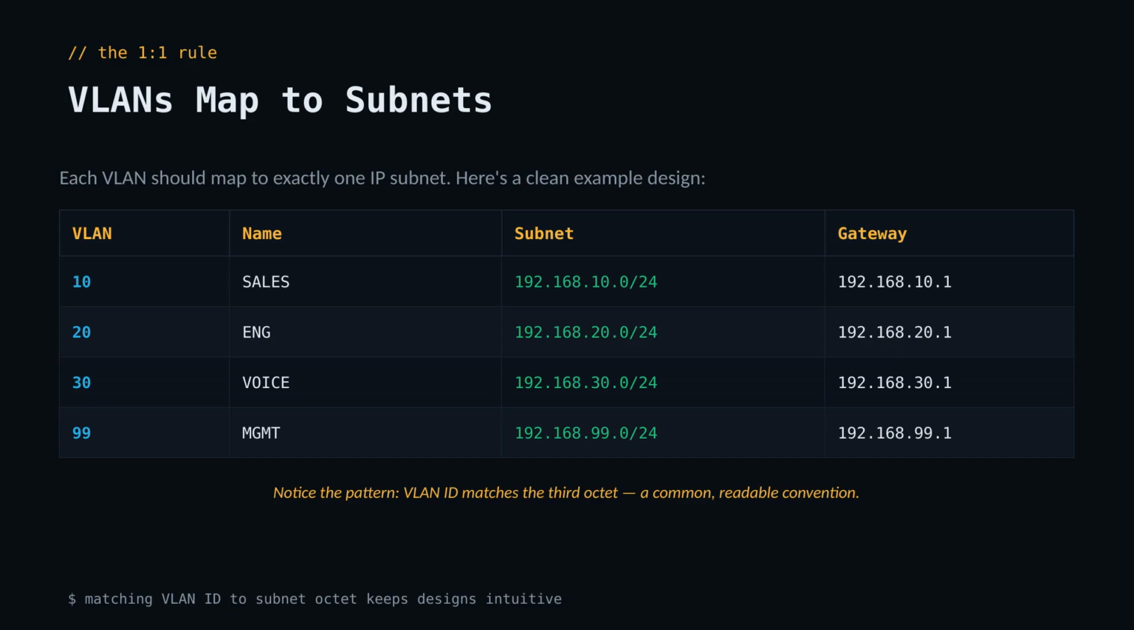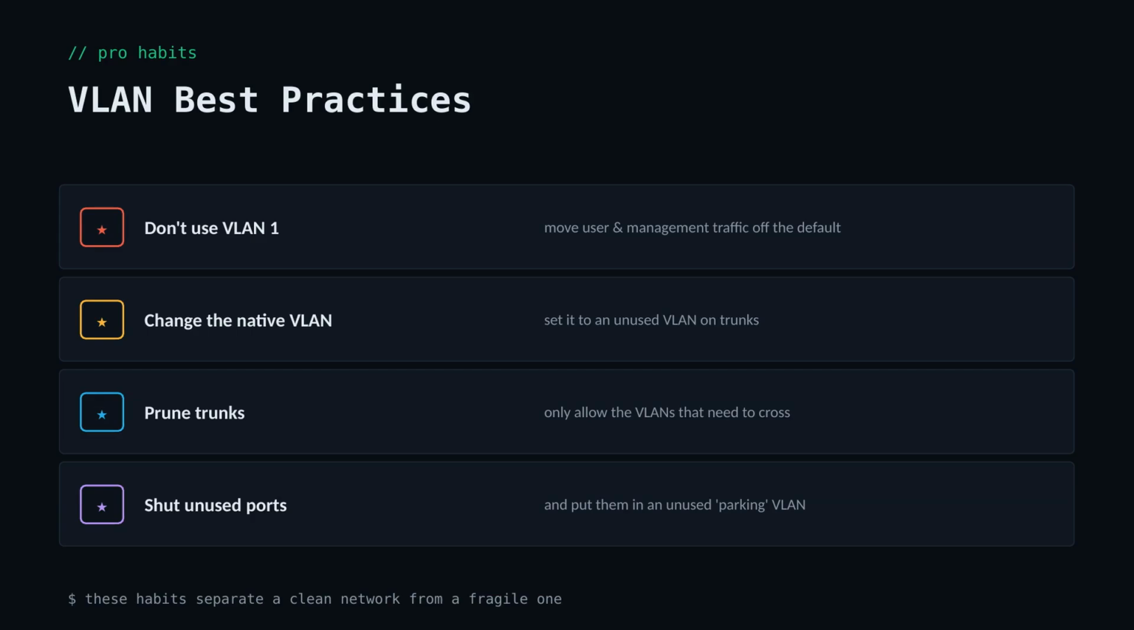The VLAN ID becomes the third octet of the subnet. It's not a protocol requirement, just a convention, but the moment you see traffic from 192.168.20.45, you instantly know it's engineering. That kind of readability pays dividends every time you open a packet capture. That readability mindset carries straight into the habits that separate pros from amateurs.